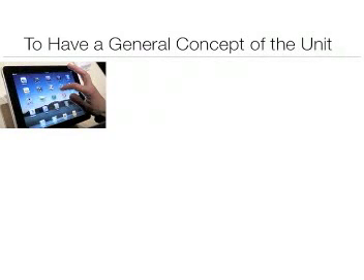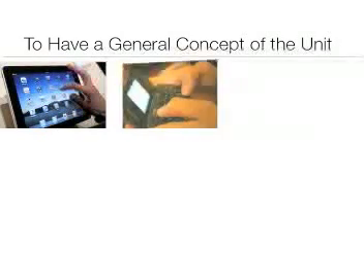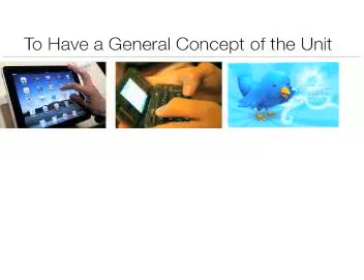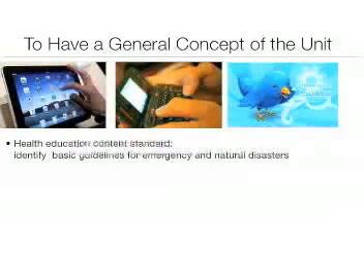In order for students to have a general concept of injury prevention and safety, they will download the unit of injury prevention and safety to their tablet computers and read the unit. While reading, they will individually send text messages to the teacher if they have questions about the unit. After reading the unit, they will tweet about two basic safety guidelines for emergencies and natural disasters using their tablet computers. This addresses the health education content standards of identify basic safety guidelines for emergencies and natural disasters.